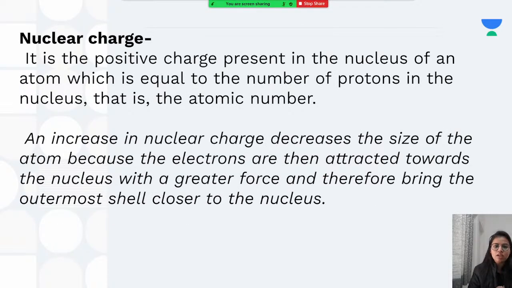Next is the nuclear charge. Nuclear charge is nothing but the positive charge present in the nucleus of the atom, and that is equal to the number of protons. Now what will happen as the nuclear charge increases? It will decrease the size of the atom. Why? Because the electrons are attracted towards the nucleus with a greater force, and as the electrons are attracted, the size of the atom will shrink a bit.